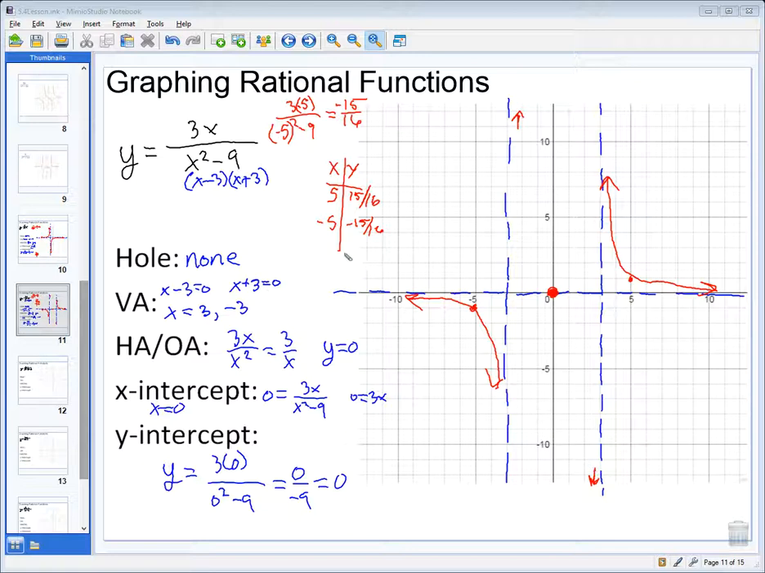I can always check that real quick by, say, plugging in a 2, right? If I plugged in a 2 instead of a negative 5, on the top I would get 6. On the bottom I'd get 4 minus 9, which is negative 5. So that's a little bit more than negative 1. So I plugged in a 2, I got a little bit more than negative 1. So you can see we were guessing correctly, at least with this part.